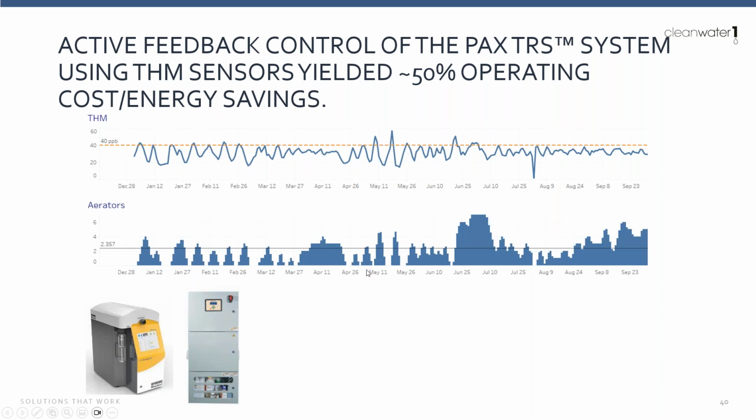And so these guys have saved many hundreds of thousands of dollars in operating costs since this active feedback was installed in 2015. I was just down in San Jose a couple weeks ago talking to the team down there, and this equipment is still going strong.